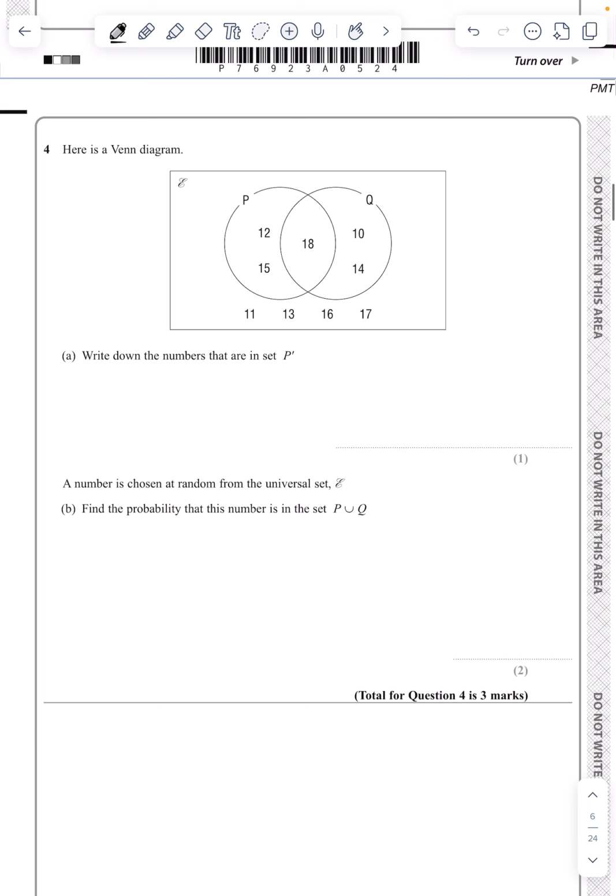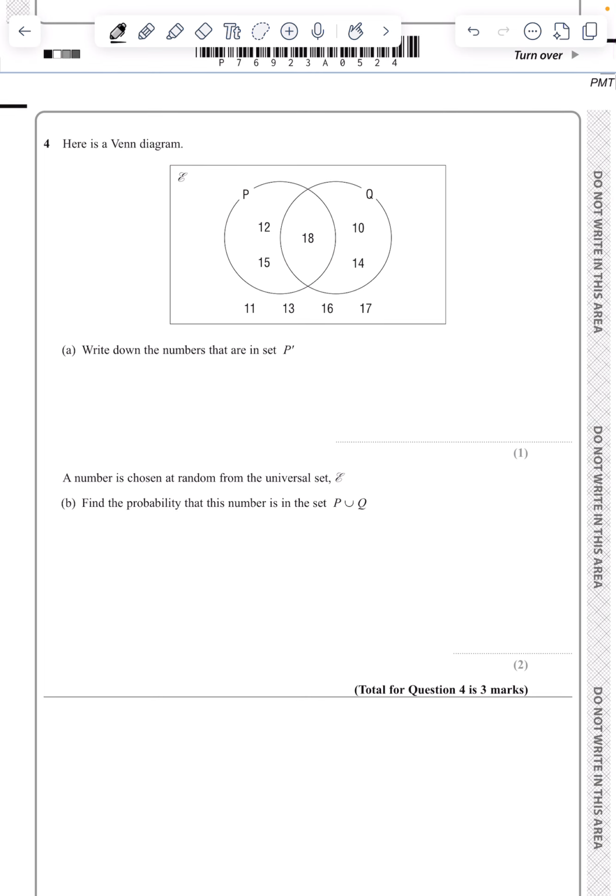Next one. So, how many numbers are in the set not P? So, I'll write down the numbers, so you just write everything not in it. So, 10, I'll just do it in order. 11, 13, 14, 17.